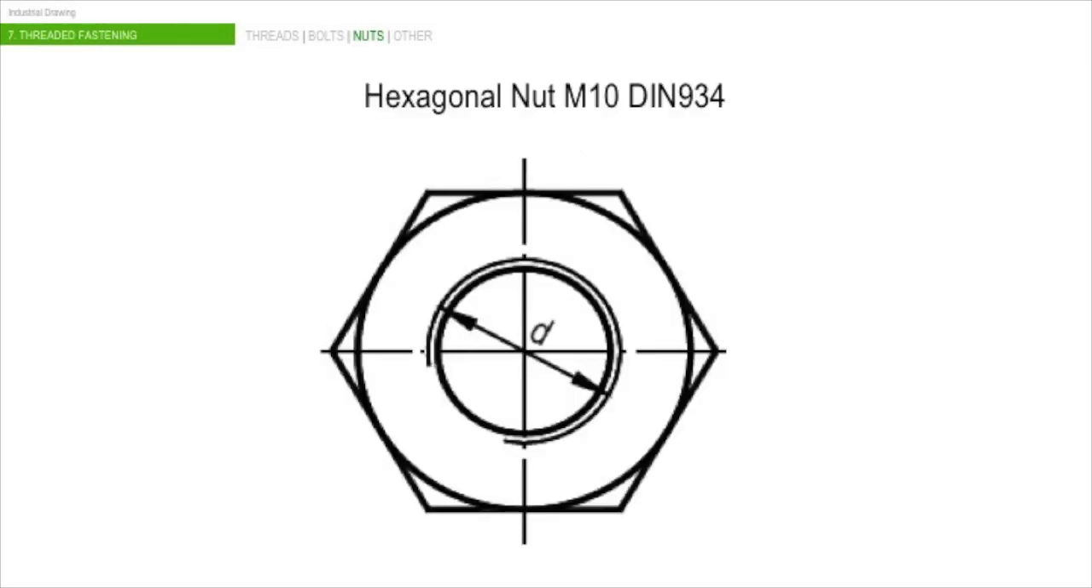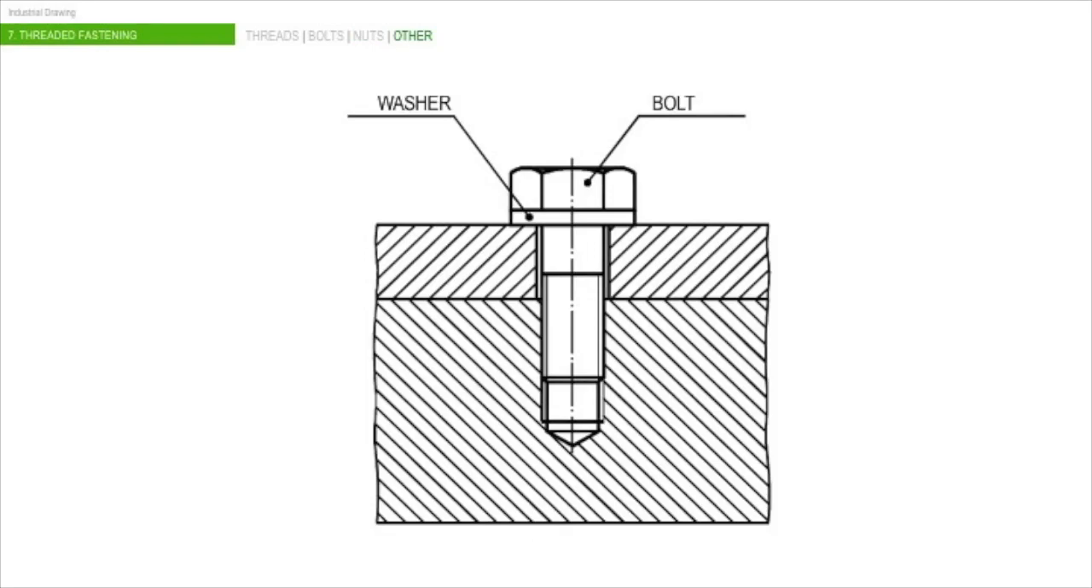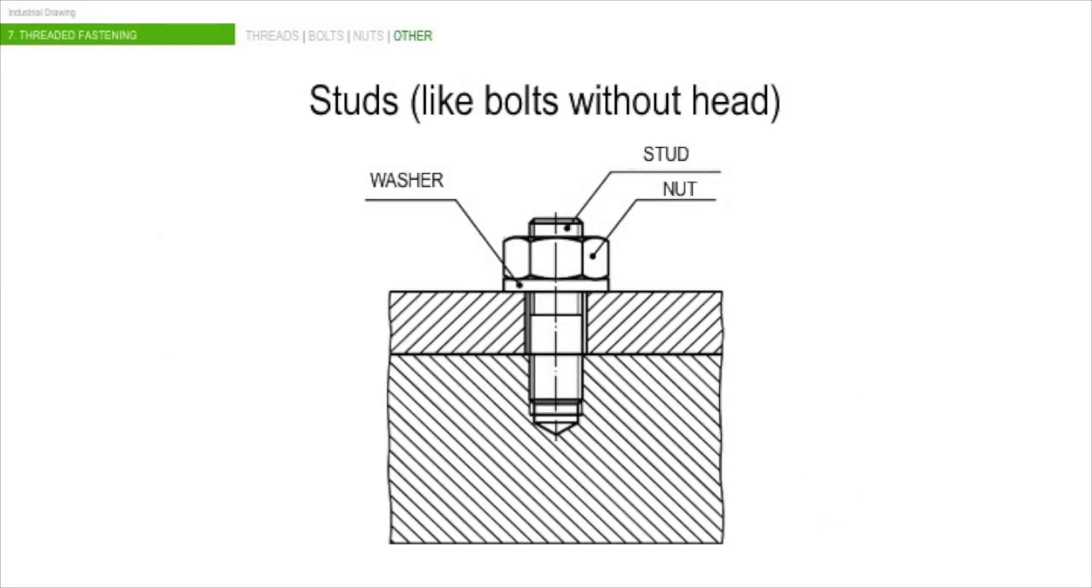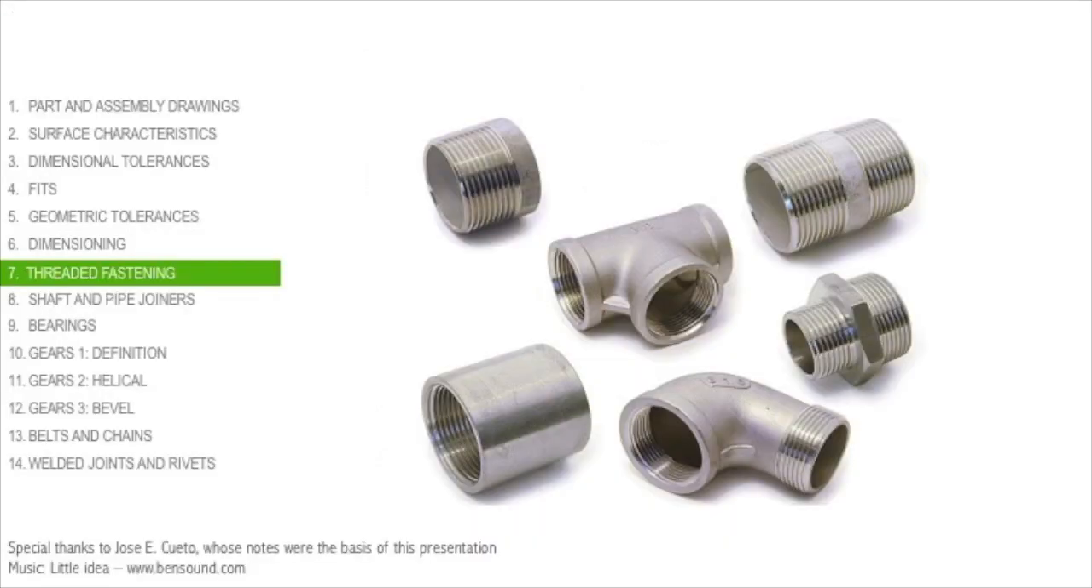Nuts are also standard parts. Another very common element are washers. For representing a washer, we can section the washer or just use an unsectioned representation of the washer. Finally, the studs are sort of bolts without head. They can be threaded on both parts.